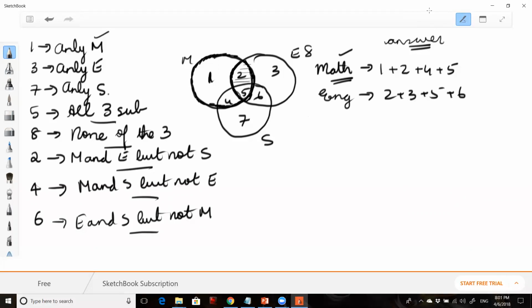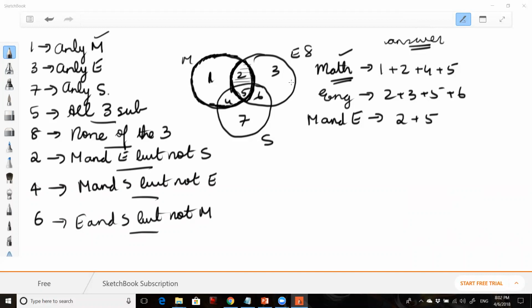Now coming to the second bit, and some of you have also answered it. How many students have passed math and English? Or what region or regions represent the students who have passed math and English? You also answered it wrongly in the previous case, so be a little careful. Perfect. How many students have passed math and English? So math and English represents the entire intersection between the M circle and the E circle. So that is 2 plus 5.